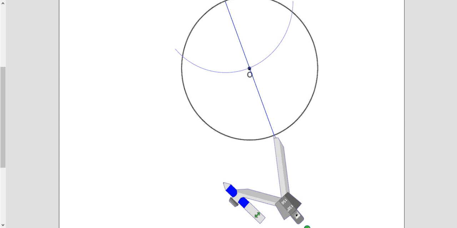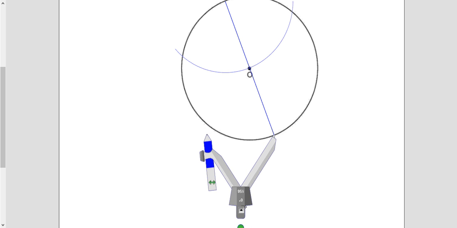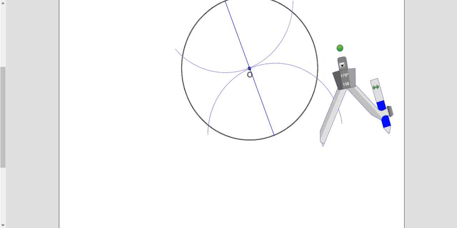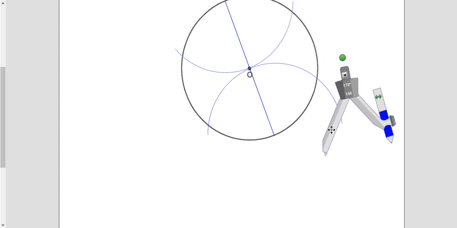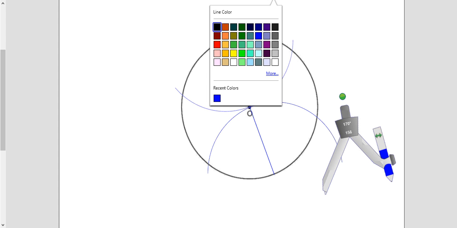A first circle. Okay. So now I have 6 points to connect. They're all the same length, and I'm just going to connect them.